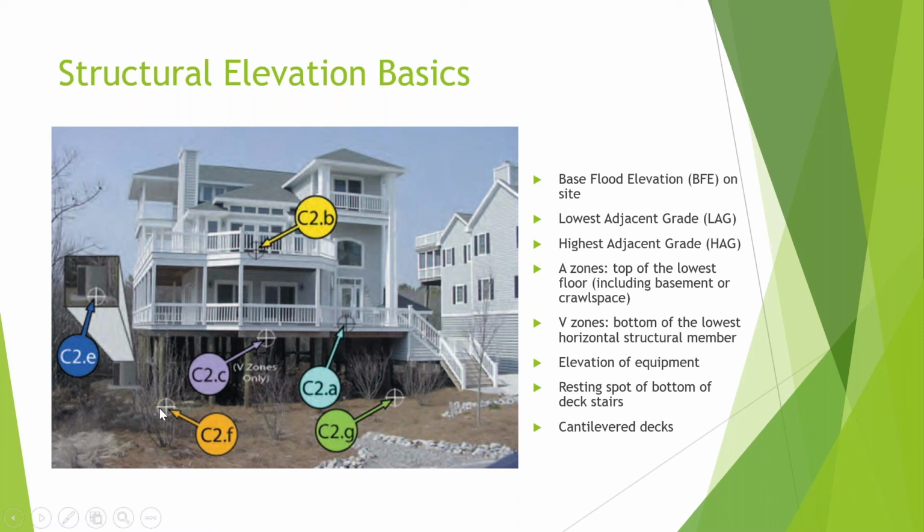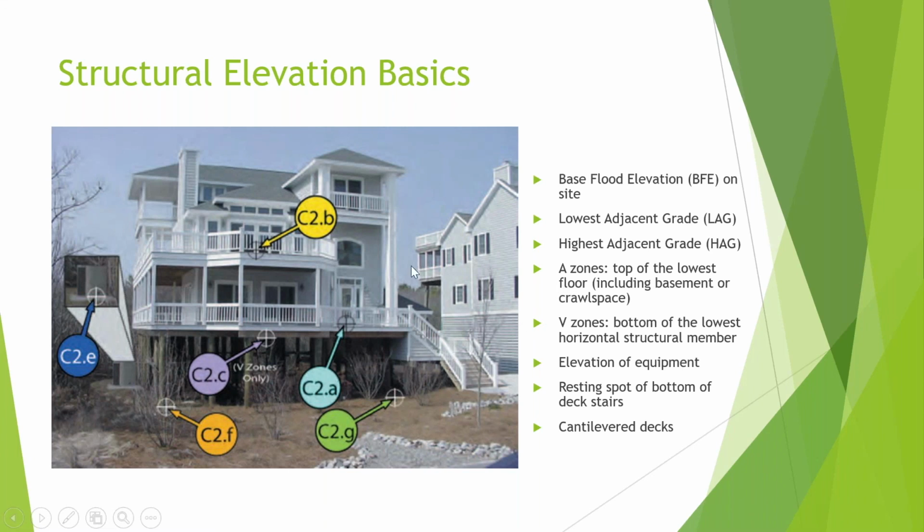So right here, C2F means lowest adjacent grade. So where this pier or pole comes down and meets the earth, obviously it's driven into the earth, but where the earth meets it on the outside, that's called the lowest adjacent grade. And here, C2G is the highest adjacent grade. In this case, it may be one and the same, but usually there's a little bit of difference. Land usually has a tiny bit at least of slope to it.